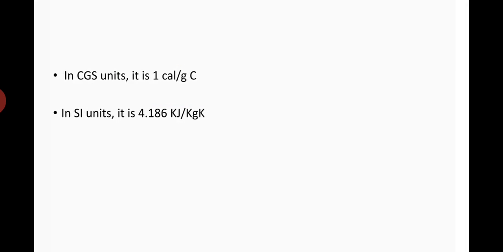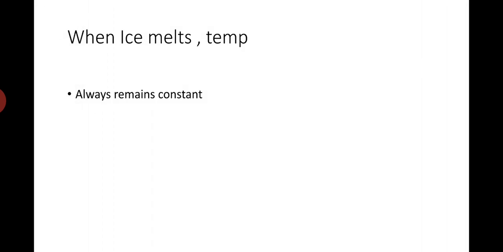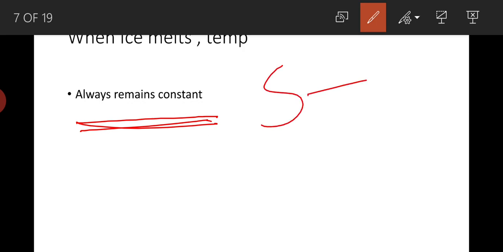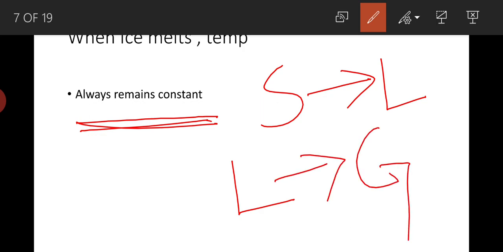Next problem. When ice melts, what happens to temperature? See here, I have already said many times, whenever there is a change in the state of a substance, that is, when solid is being converted into liquid or when liquid is being converted into gas, it is called phase change.